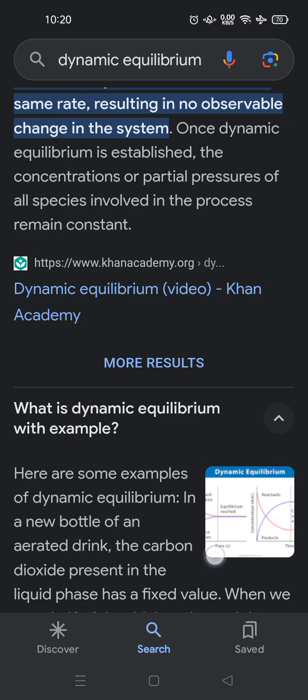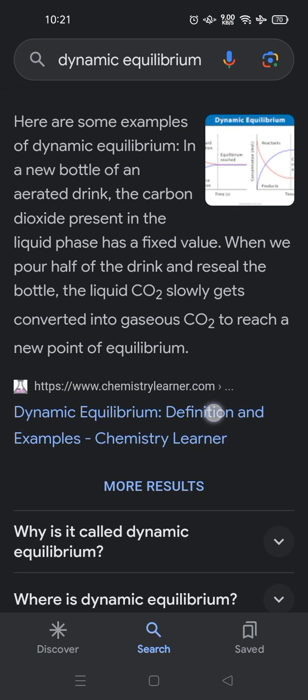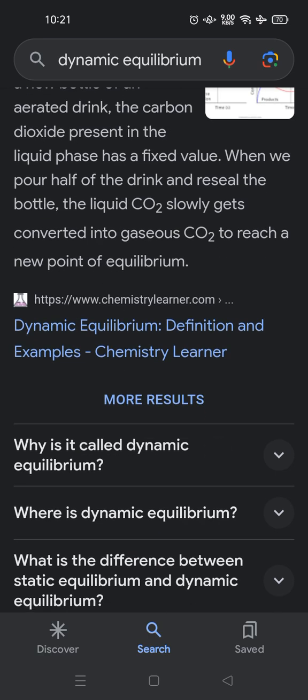What is dynamic equilibrium with example? Here are some examples of dynamic equilibrium. In a new bottle of an aerated drink, the carbon dioxide present in the liquid phase has a fixed value. When we pour half of the drink and reseal the bottle, the liquid carbon dioxide slowly gets converted into gaseous carbon dioxide to reach a new point of equilibrium.